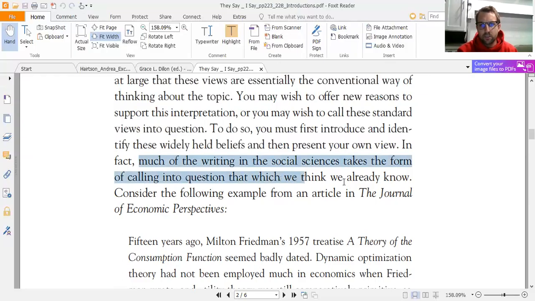That idea of much of the writing in social sciences takes the form of calling into question that which we think we already know, right? And I assume for the most part that's going to be the crux of all your arguments. We assume we know what's going on in all these arenas, or we feel like we have a good idea, and that's really what you're doing. You are taking these assumptions that somebody might make and saying, well, actually, here's what's really said about it. And that's what your research is all about. You say, I have this question that I'm asking because I think I know something about the situation.